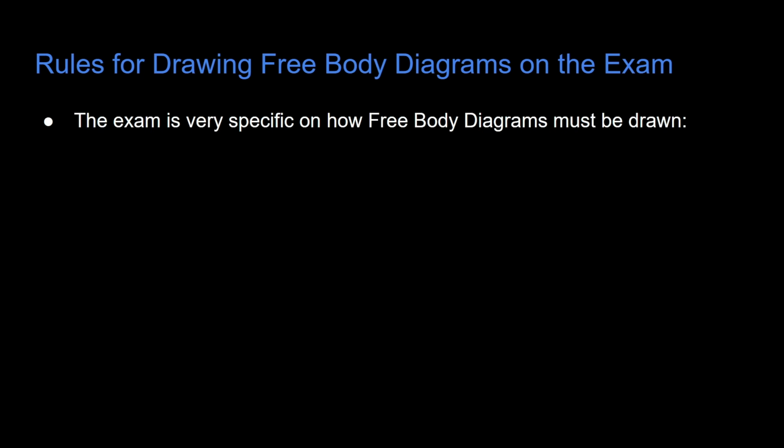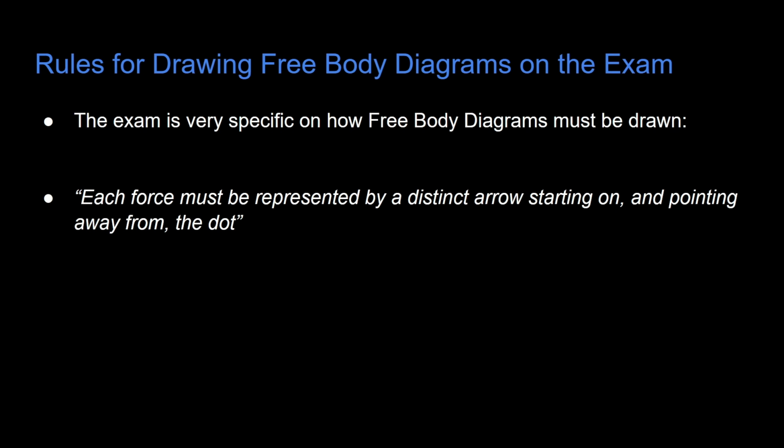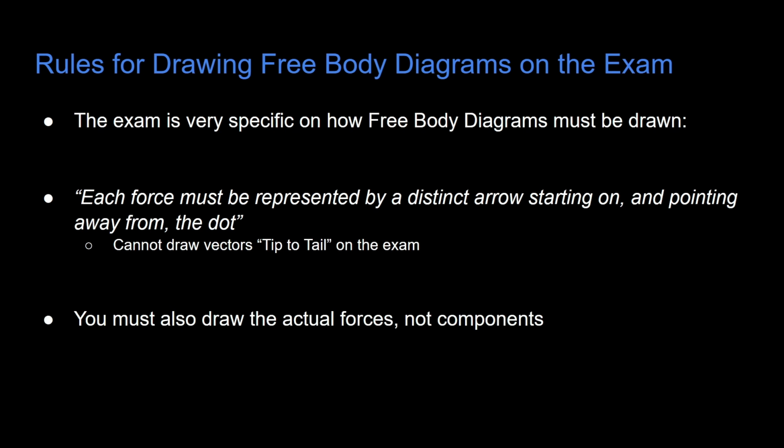So, if you're drawing your free bodies, there are very specific ways you have to do it on the exam in order to earn credit. So we're going to go over that and show some good and bad examples. The language specifically states each force must be represented by a distinct arrow starting on and pointing away from the dot. So you can't draw vectors tip to tail, and you must draw the actual forces, not components. This is especially important on a ramp, where we rarely do analysis with the actual mg force, but we split it. Do not split on your free body diagram.